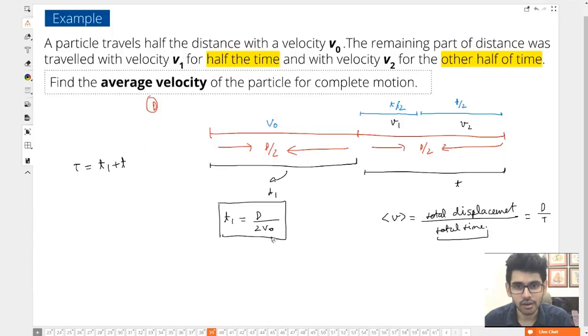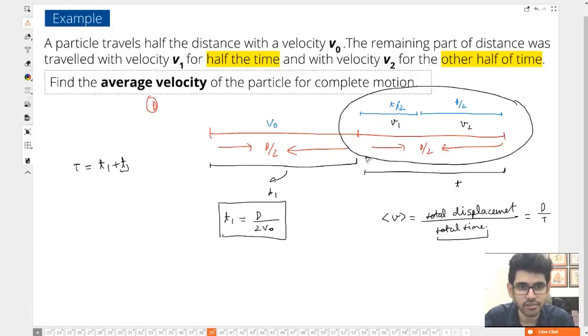Now you already know t1, and you need to find what is t. So how do you find t? Now analyze this portion for finding out the value of t. Here, what is the equation? The distance is D by 2. So the distance covered, d1 plus d2, is equal to D by 2.